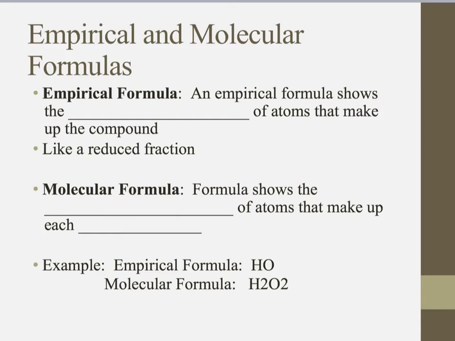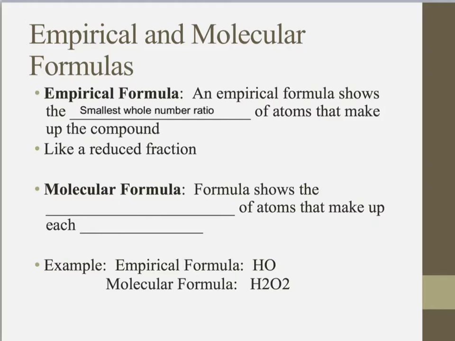In this lesson, you're going to learn about the difference between empirical and molecular formulas. An empirical formula shows the ratio of the different atoms that make up a compound. You can think of an empirical formula kind of like reducing a fraction or a ratio. It's going to be in the reduced form, so it's the smallest whole number ratio. A molecular formula, on the other hand, shows the actual number of atoms that make up each molecule.